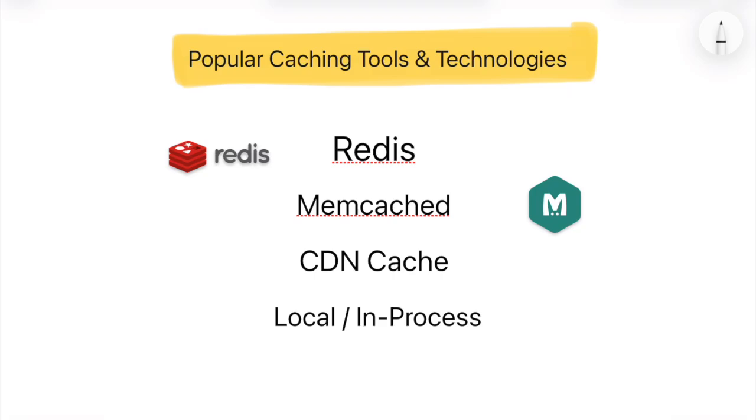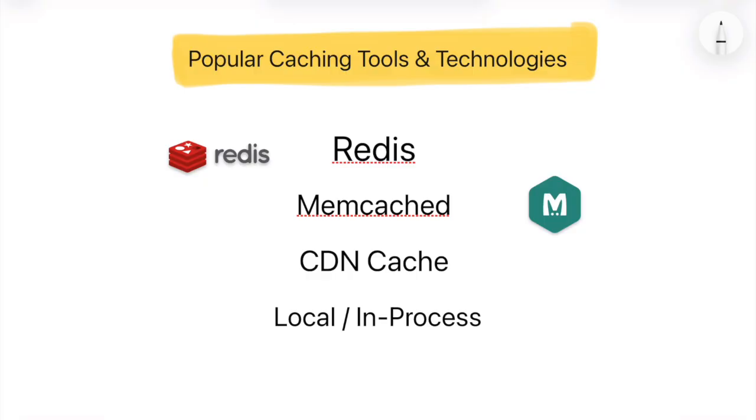Now this would be the 10th section. Let's discuss popular caching tools and technologies that are available for us and what we should actually use. First, obviously if you are watching this video, you would be knowing about Redis. This is the default choice for 90% of the use cases. Let's discuss the reasons behind it.